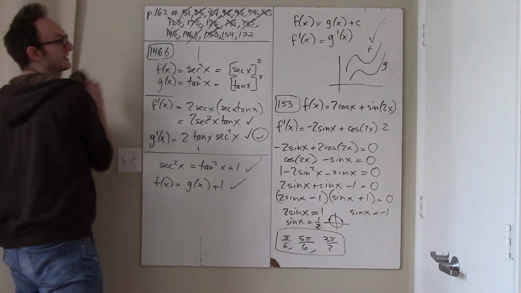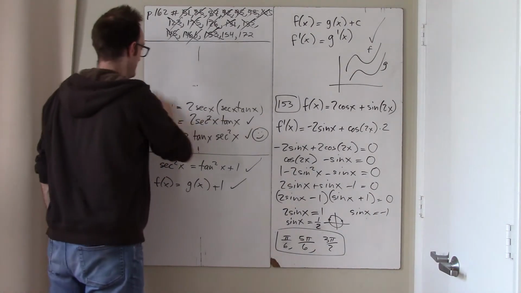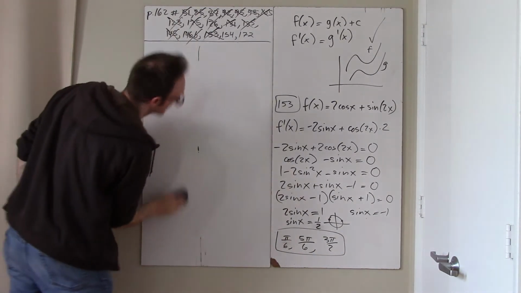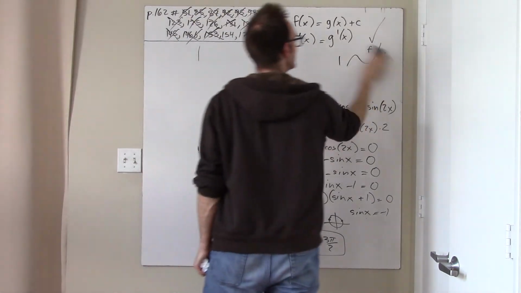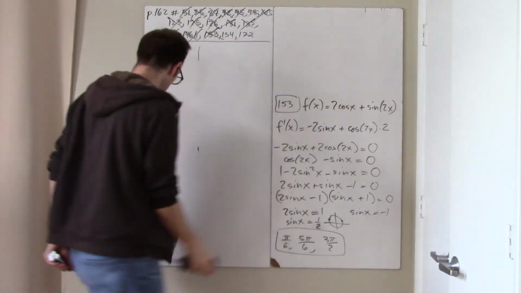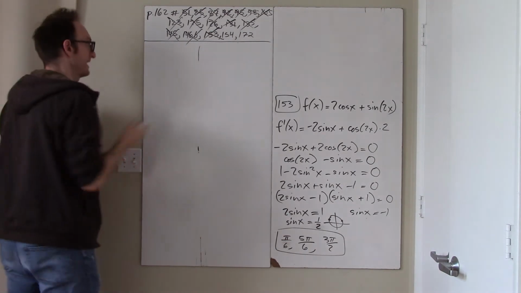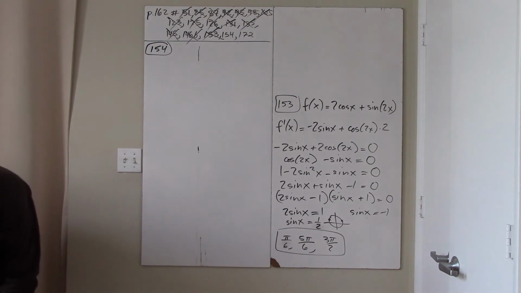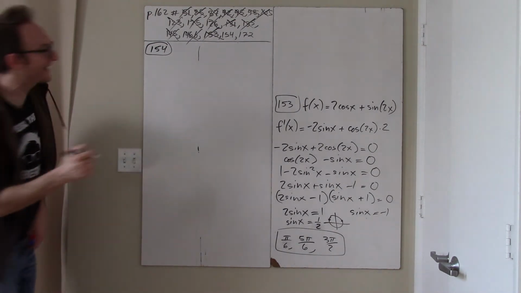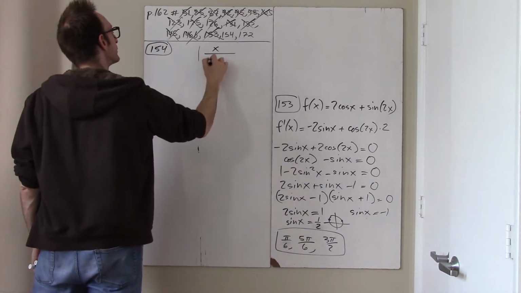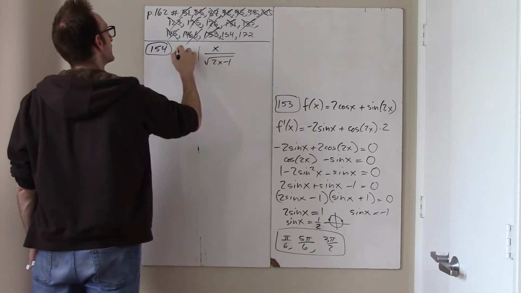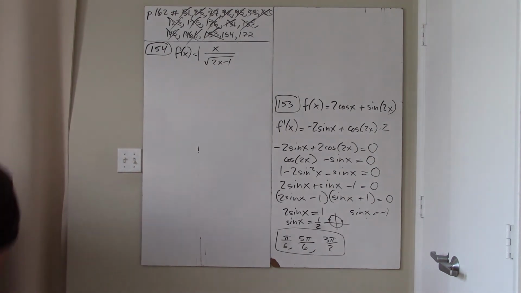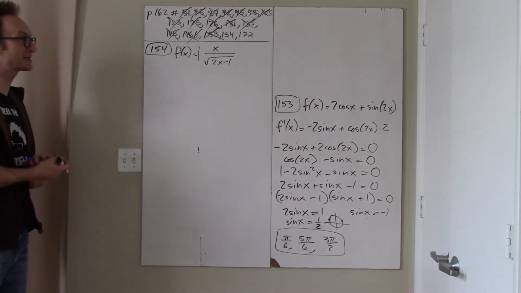154 is basically the exact same thing, I think. Alright, so this is a lot of practice. By the time you're done with this homework, you should be getting really good at the chain rule. So 154, determine the points at which the graph of x over root 2x minus 1 has a horizontal tangent line. And so once again, we're basically just being asked to differentiate this function and set it equal to 0.